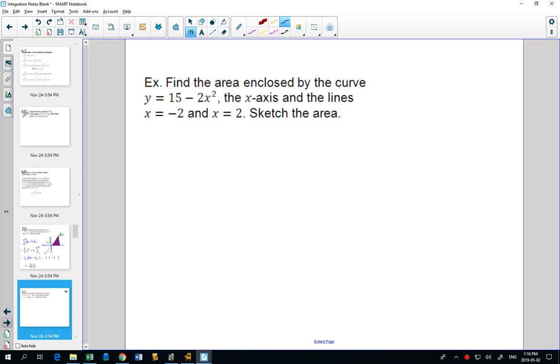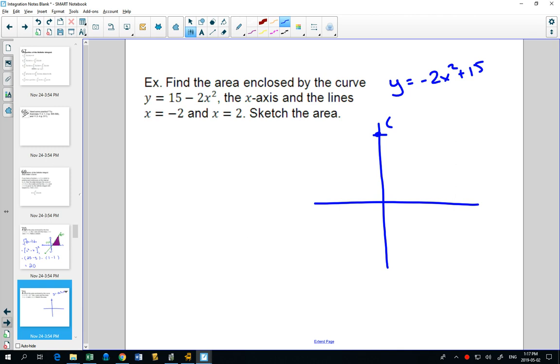So here's the first one that we would have, where we find the area enclosed by the curve, and the curve is a parabola. So our normal formulas wouldn't work. How do we graph a parabola quickly? I might rewrite that parabola as negative 2x squared plus 15. It would have a vertex at 0, 15. And it would go over 1, down 2, over 1, down 6.